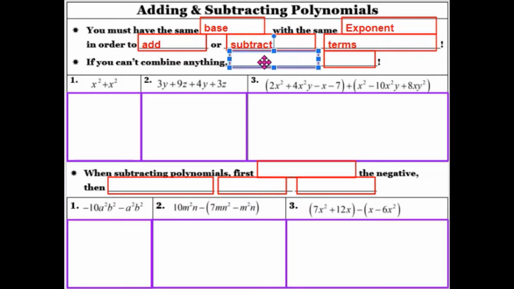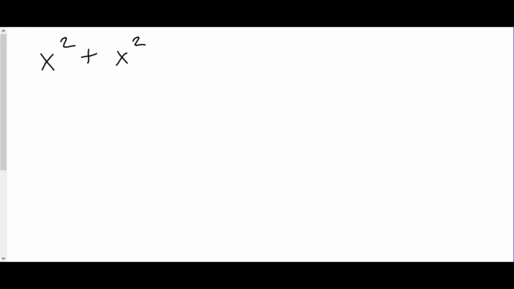If you can't combine anything, leave it. Not everything will be a like term, and some things may not have any like terms. If you can't combine anything, don't try to. Just write your answer in standard form. Let's grab some paper and do a couple example problems.